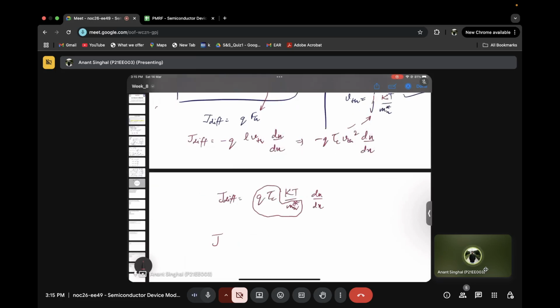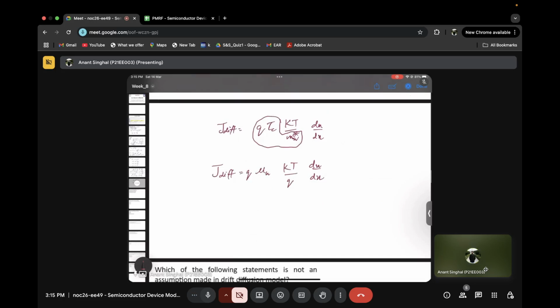So I can write the first term, that is J diffusion, as, let's say, the n-type mobility times kT, dn over dx. Since we know that kT by q is nothing but the Vt, I'll multiply and divide by q. So this mu n kT by q is what we call the diffusion constant, which is Dn, times q.